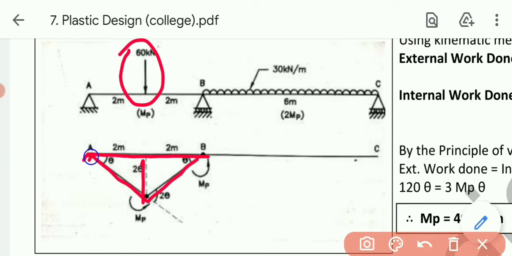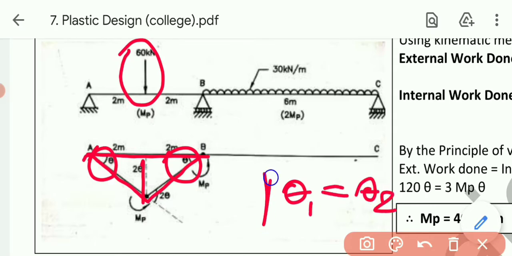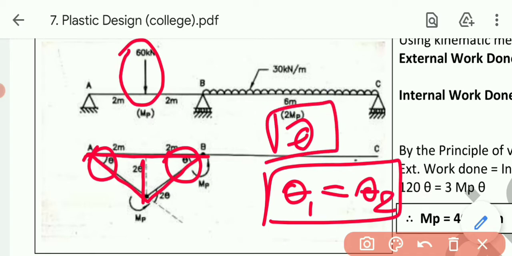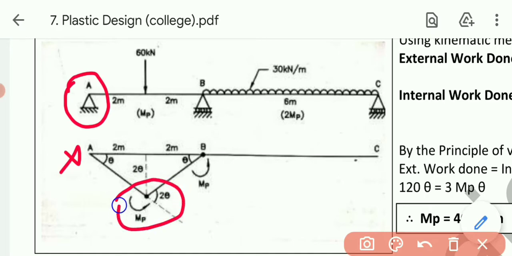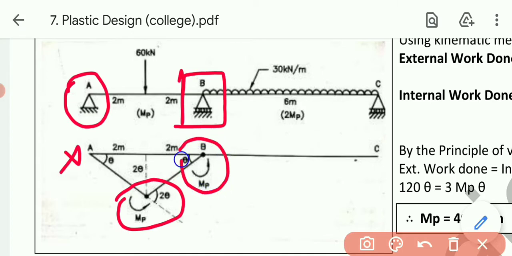As it is a central point load, both thetas will be equal. So theta 1 equals theta 2, but we will take theta as a constant as it is a central point load. Over here at A, a simple support is there, so moment is never going to be produced over here. Now at the center, moment will always be produced, and at point B, as it is an intermediate support, moment will be produced. So at 2 points moment will be produced, at the center and at B.